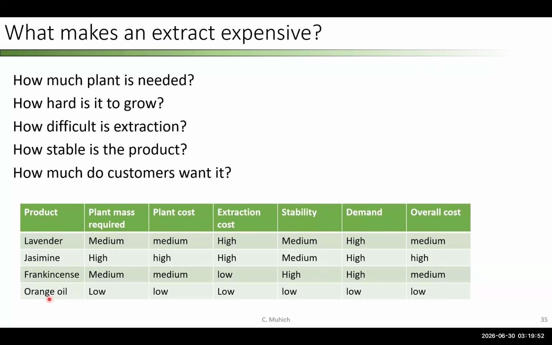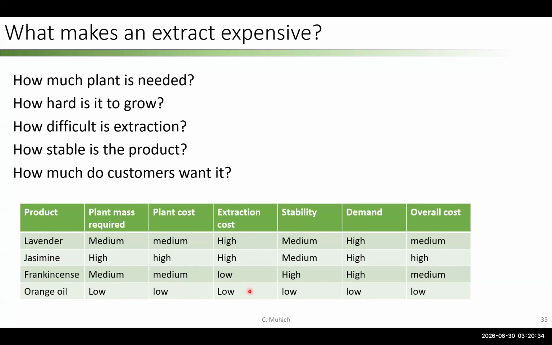Lastly, I would like to give an example of a low-cost material, orange oil. Here, the plant mass required is quite low. Oranges have quite a high content of oil in their rinds. So you don't need a massive amount in order to extract a reasonable amount of extract. Additionally, the plant costs are very, very low because orange rinds, where the orange oil is, are byproducts of a separate process, making orange juice. So the cost is very low.